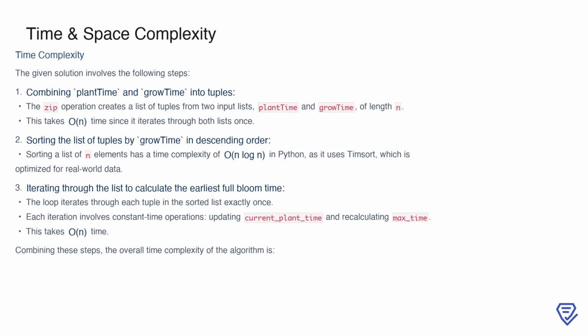Next, these tuples are sorted based on their grow time values in descending order. Sorting a list of n elements in Python uses timsort, which has a time complexity of O(n log n). Finally, we iterate through the sorted list to compute the earliest full bloom time. This loop runs exactly once for each tuple, and each iteration involves constant time operations like updating variables. Therefore, this step is O(n). Combining these, the overall time complexity of the algorithm is determined by the dominant step, which we will explore further.